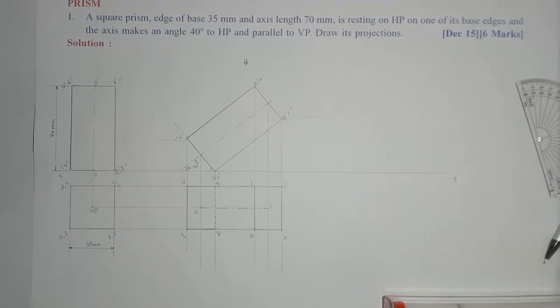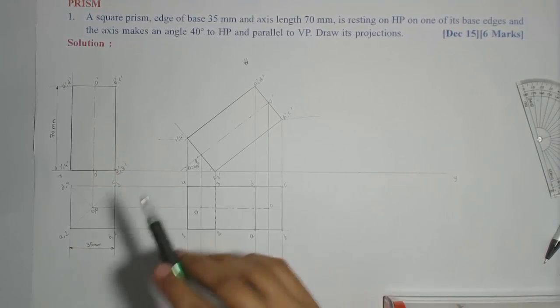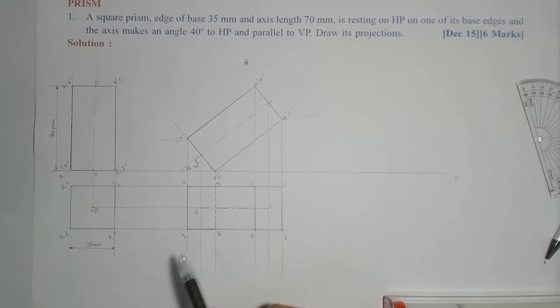Okay, so this completes your solution. Again, check for the visibility, dark and dotted lines.